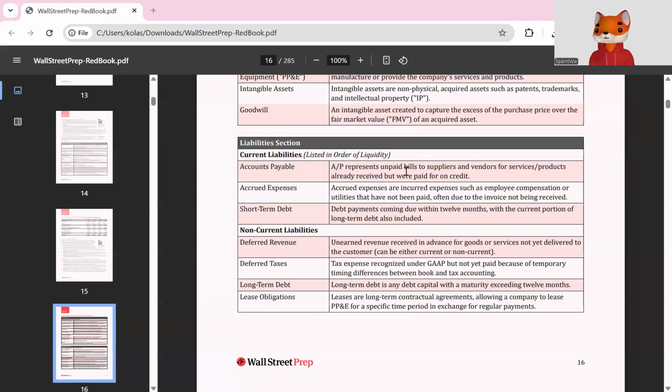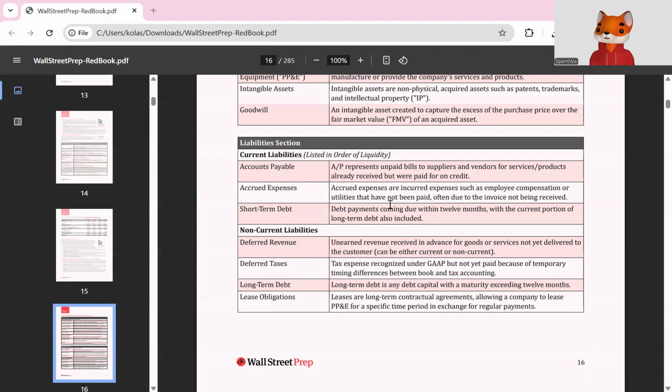So, going over each line item, accounts payable represents unpaid bills to suppliers and vendors for services and products already received but paid for on credit. Accrued expenses are incurred expenses such as employee compensation or utilities that may not have been paid, often due to an invoice not being received.